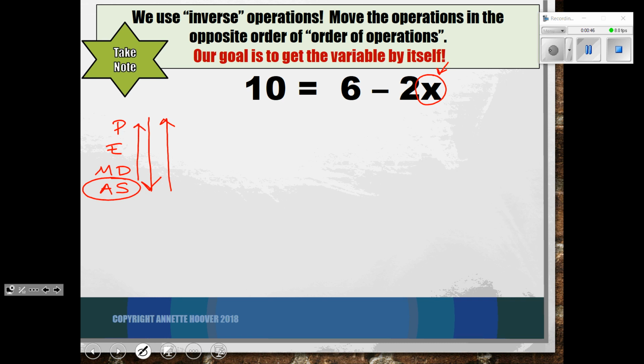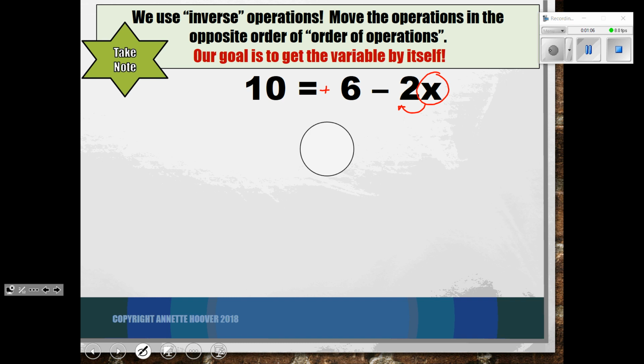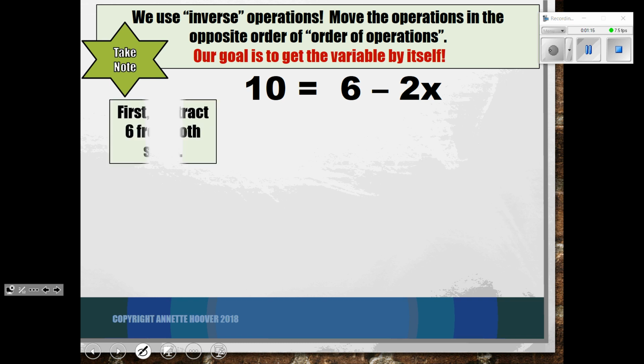So if we look over here, the first thing you're going to do is locate the variable. Here is the number that we're looking for. So you're going to move everything that's on the right side of the equation over to the left side to get the variable by itself. Now if you look here, x is being multiplied by a -2 and it's being added to 6. So we're going to move what's not attached to the variable first because of the adding 6. So we're going to subtract 6 on both sides first, which is doing PEMDAS in the opposite direction.